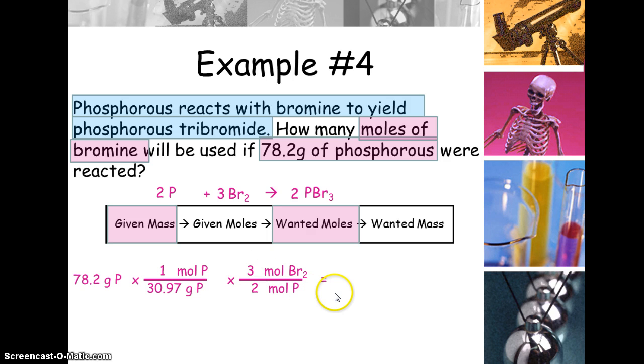And because we have what we want, we have moles of bromine, we can stop right here. We don't have to convert it to grams. So once again, multiply everything on top, divide by everything on the bottom. And we end up with 78.2 times 1 times 3, divided by 30.97, divided by 2, which gives us 3.78 moles of bromine.